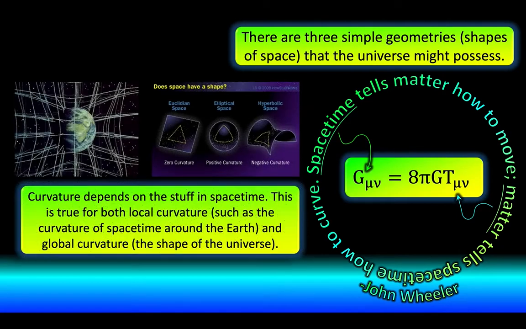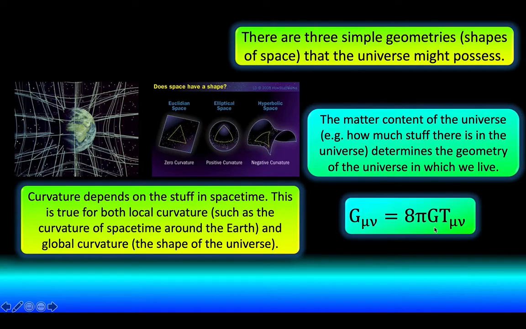So, we have the Einstein field equations, and the curvature of the universe depends on the stuff in the universe. This is true for both local curvature, like the distortion of space-time due to a massive object that we interpret as gravity. This is also going to be true for the entire universe as a whole, and I think of this as local curvature and global curvature. But regardless, in both cases, the shape of the space-time depends on the stuff in space-time.